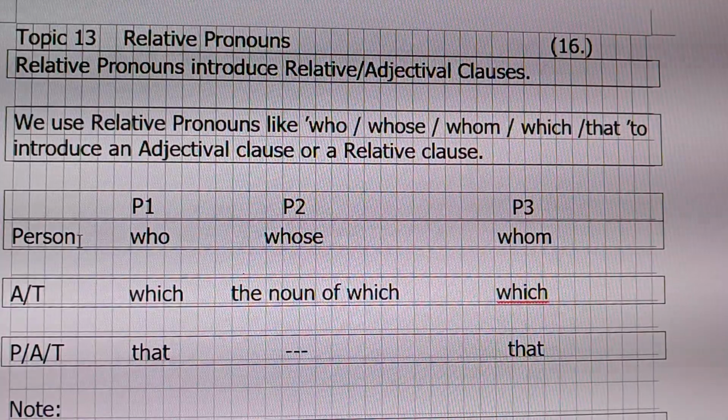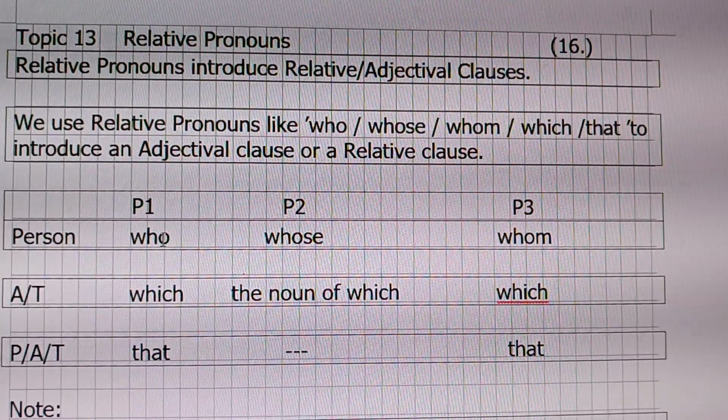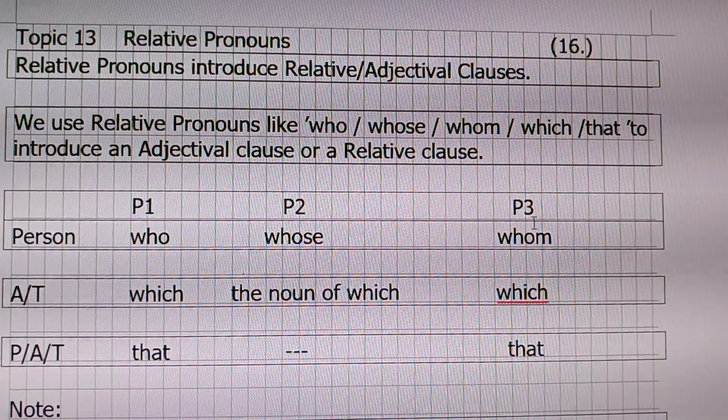So again, for a person, you use who, whose, whom. In the P1 position, who. If you replace the person in the subject position, you use who to replace. A possessive case, possessive adjective, we say P2, right? You use whose, his car, whose car, all right? P3, replace it in the object position, all right?